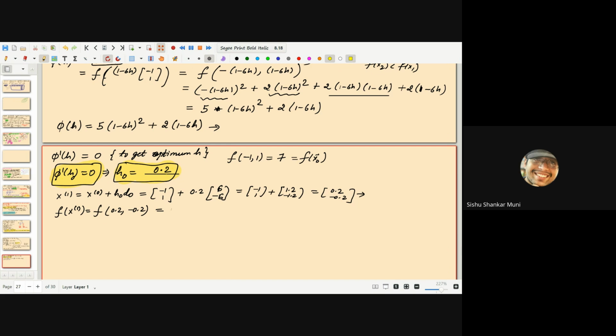No, I did not say step size minimum. I said find a step size h naught for which the function phi of h is minimum. Why am I telling you that phi is a function of step size h? We are not maximizing or minimizing the step size. We are finding a value of step size for which phi of h, that function, is minimum.